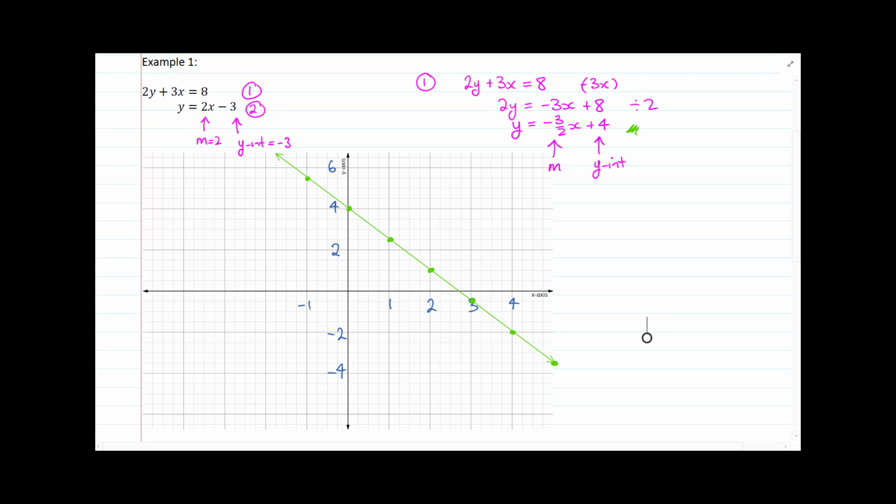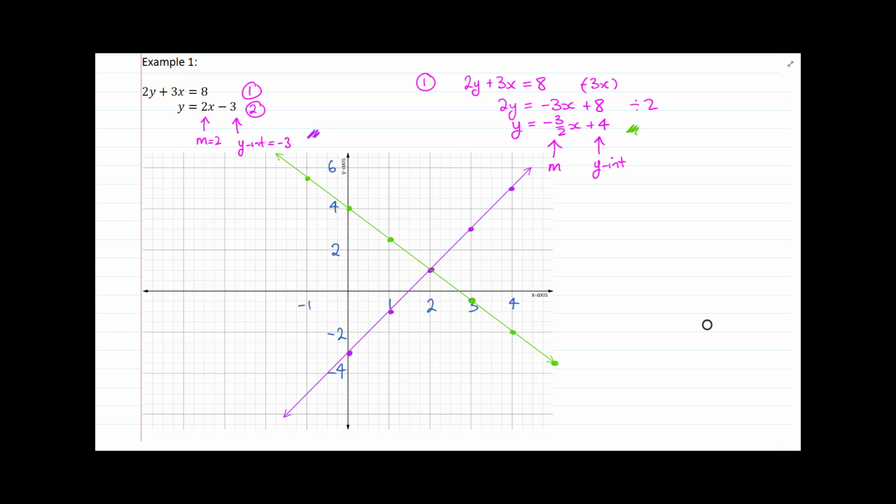The second one, which I'll do in purple, has a gradient of 2 and a y-intercept of negative 3. So I'll start with my negative 3, and then I'll go along 1 and up 2. Along 1 and up 2, and so on and so forth again. And I can sketch this one just by using my linear line tool again. So there's my two functions.